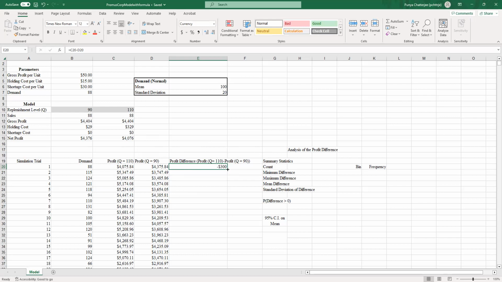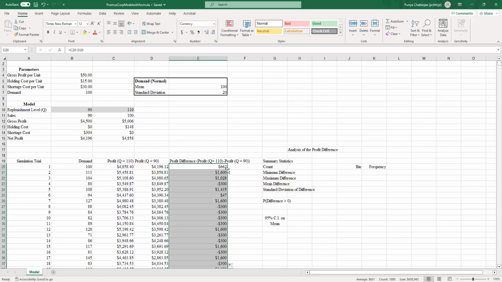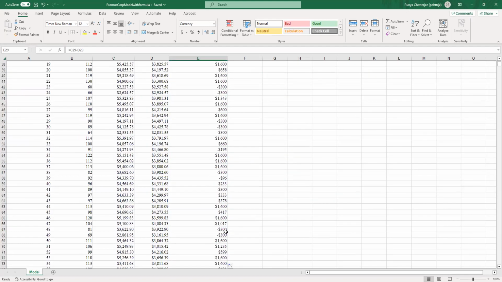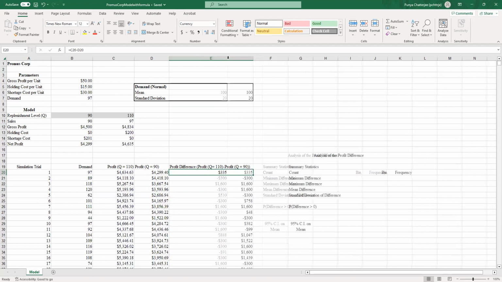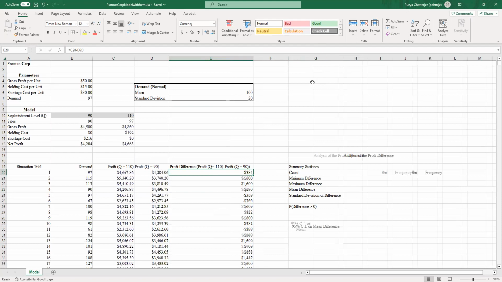So let's see what the whole table looks like. So I'm going to go ahead and click on that so that I have the whole table. So now it changes, right? As you can notice, some of the numbers are negative and some of the numbers are positive, right? So it is not very clear just looking at these numbers which replenishment level is going to give you a higher profit. All right. So to do that, we are going to do some analysis, and that's where the summary statistics are going to come into play.